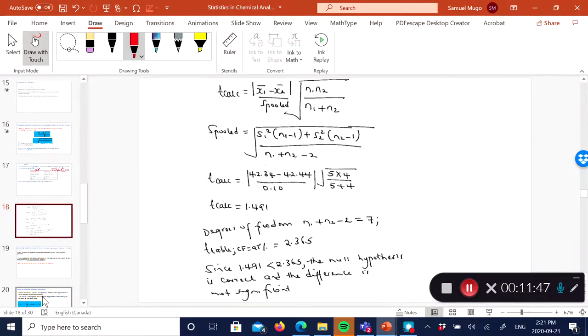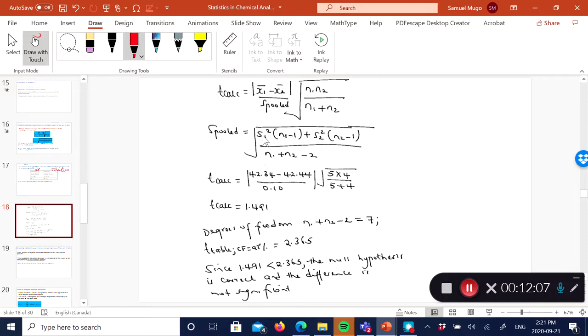And so basically you use a t-calculated equation as shown: the x bar 1, that is the mean of method 1, mean of method 2, and so on. And so you can substitute all that into the equation. I think it's fairly straightforward. And you can do the S pooled using this equation.